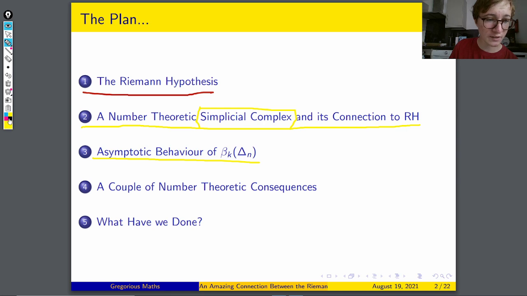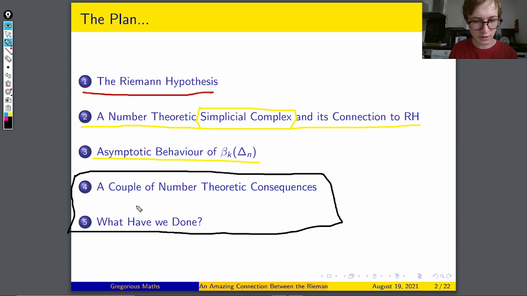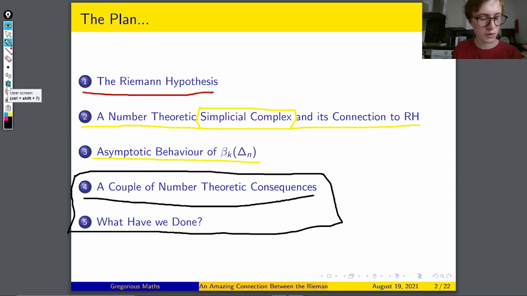And then at the end, I'm going to reinforce the point of all of this work we've done here. We're going to give a couple of consequences, and then at the end, of course, we're going to quickly recap what we've actually done in the 22 slides that I've prepared. So, okay.